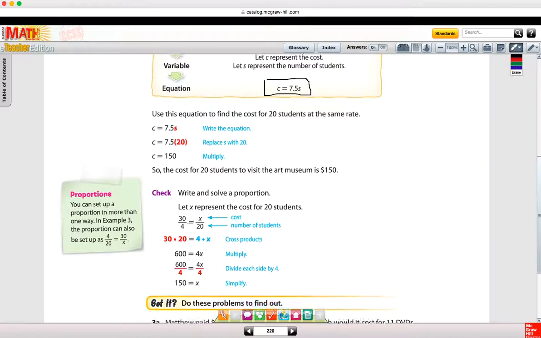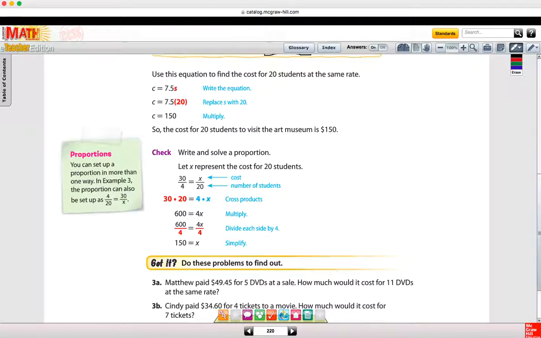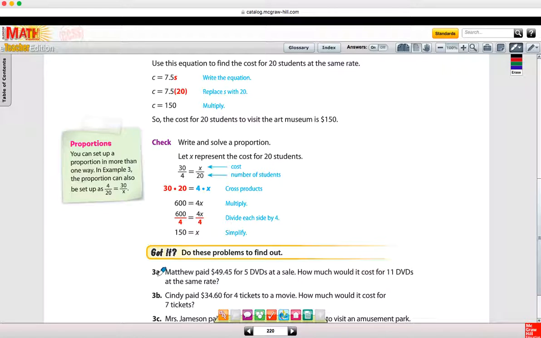So take some time to look through the example shown, and then we're going to pop down here to 3A, where it says Matthew paid $49.45 for 5 DVDs. How much would it cost for 11 DVDs at the same rate?